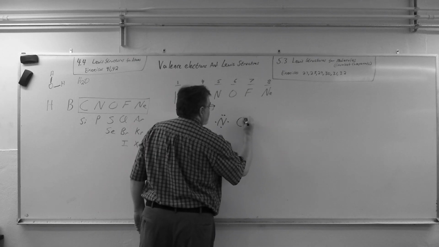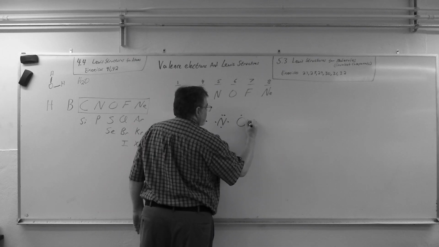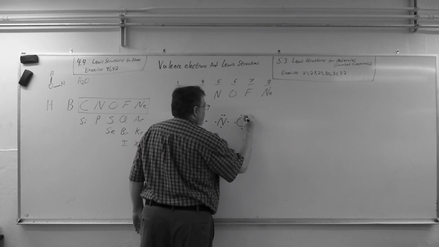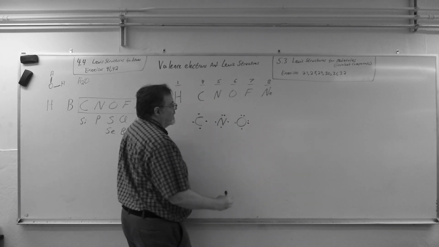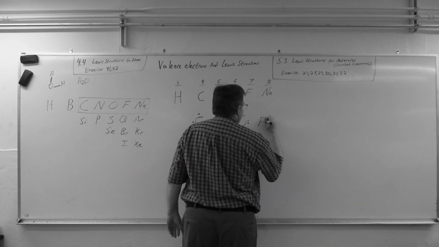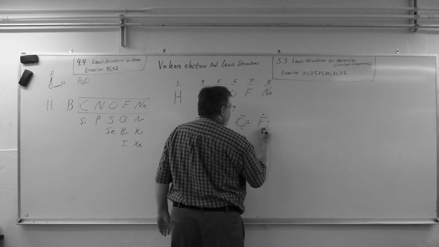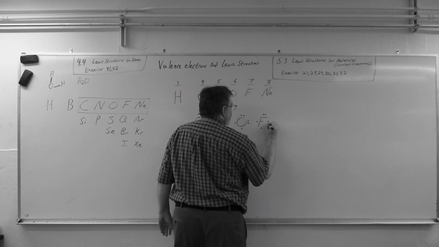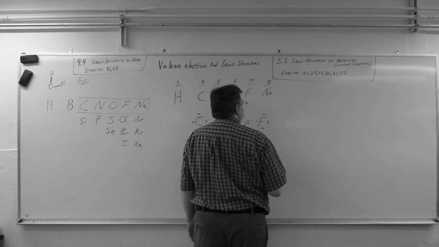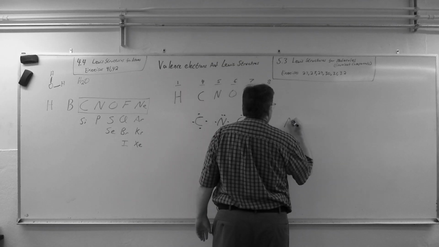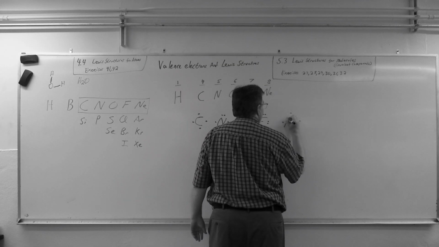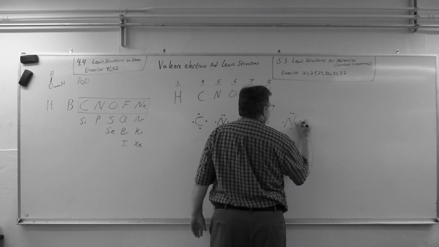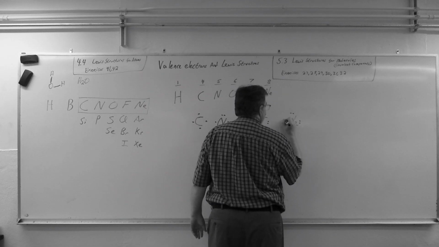Oxygen, you're going to count to 6. 1, 2, 3, 4, 5, 6. That's the Lewis structure for oxygen. Fluorine, you're going to count to 7, and you'll go 1, 2, 3, 4, 5, 6, 7. Lewis structure for fluorine, and I'll go ahead and do neon. This one's 8, so you're going to go all the way around and then pair all of them. 5, 6, 7, 8.